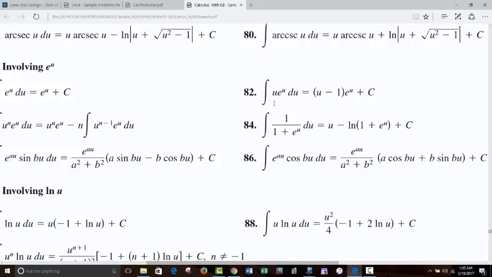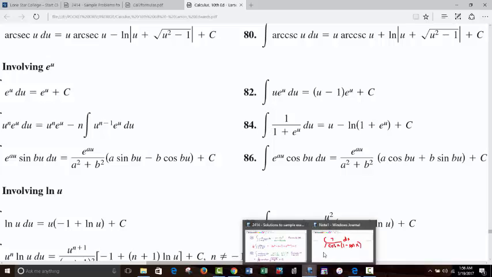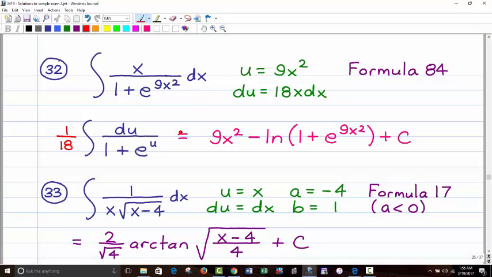But here's what I'm talking about: you've got to be careful to be able to get this perfect. So you use that form right there. So you have to identify what u is. So obviously u would have to be the exponent, 9x squared. But du is 18x dx, which means you have to adjust for a 1 over 18.